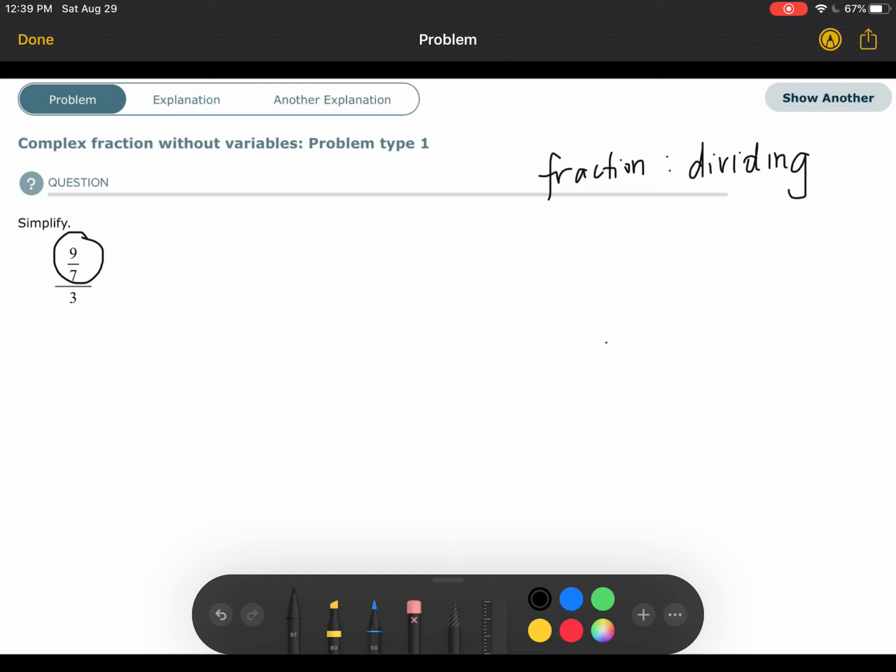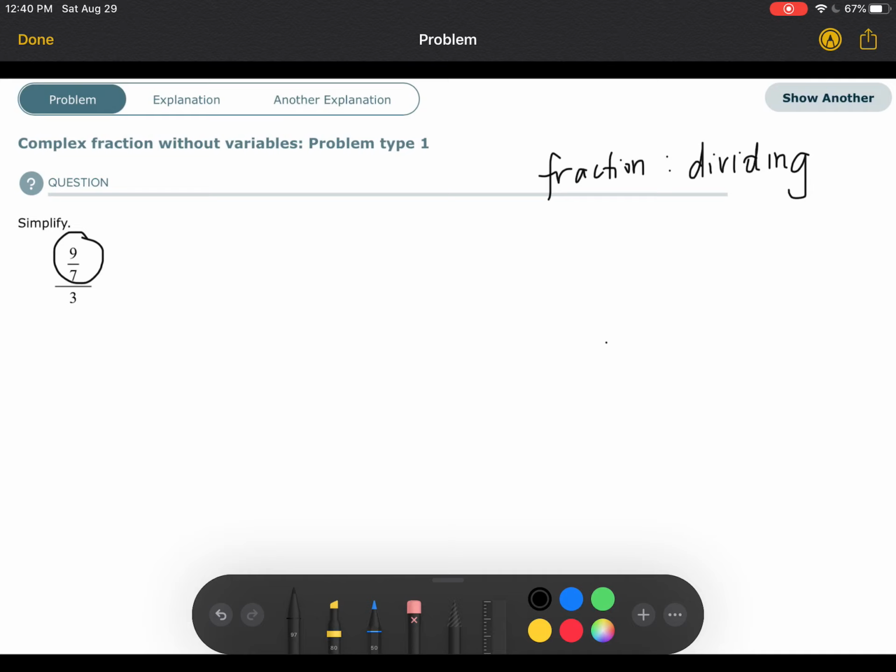Look at the smallest part of that fraction, because at the end of the day, you could have this fraction, 9/7 divided by 3, divided by 5, divided by 8 over 2. This could go on and on, but we're not going to go that far. So we're just going to say 9/7 is being divided by 3.